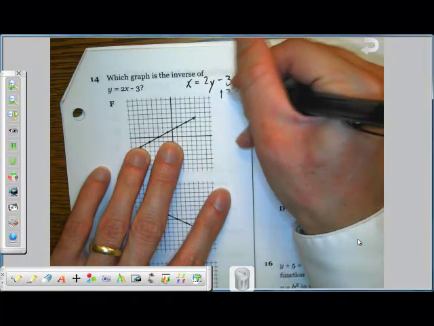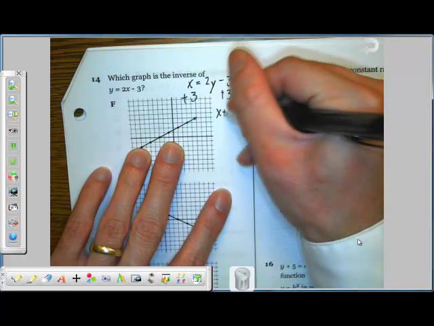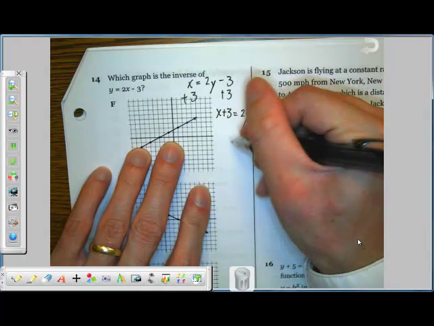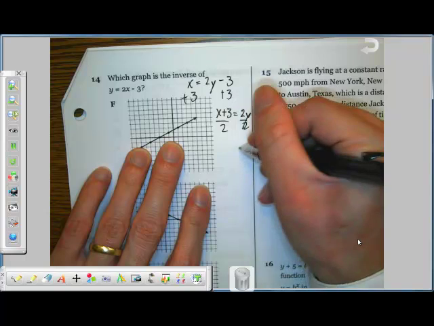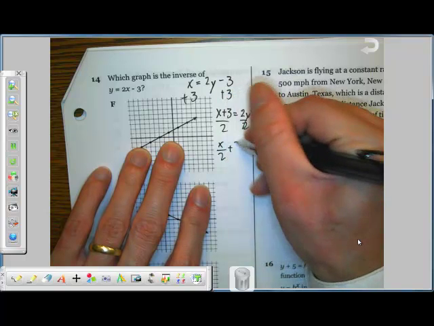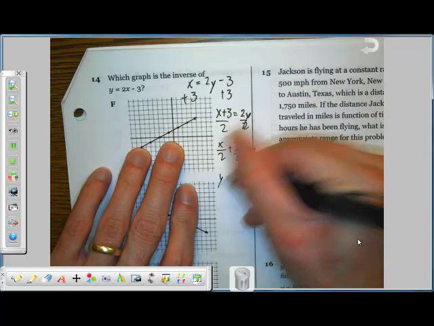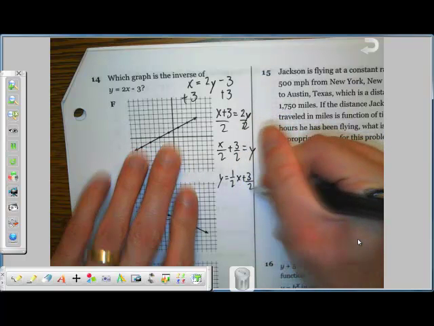Add 3 to both sides. So now I've got x plus 3 is equal to 2y. Now divide both sides by 2. So now I have that x over 2 plus 3 over 2 is equal to y, or y is equal to 1/2 of x plus 3 over 2.